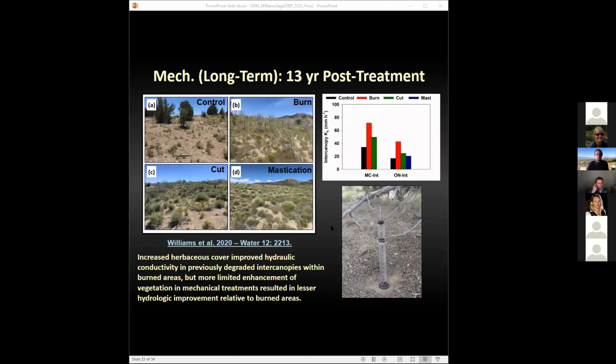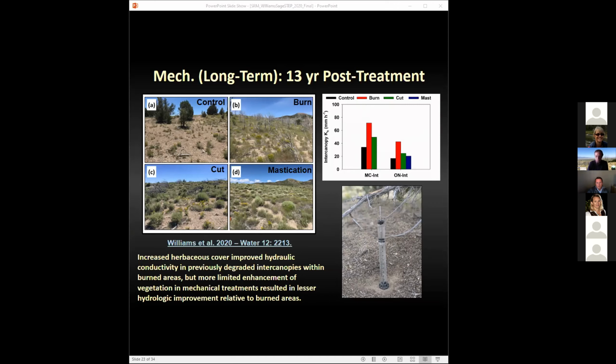We did go back to these sites in 2019. So this would be 13 years post-treatment. You can see photographs there to the left of the Oniki site for the control and the different treatments at that point in time. We looked at the vegetation across the treatments. And then for the hydrology side, we looked at the hydraulic conductivity as measured by a mini disc infiltrometer. And these results were pretty consistent with the 9 years post-treatment data. That is, hydraulic conductivity, as shown by the red bar here in the burn, was the highest. And the cut and the burns were similar, and the cut and the controls were similar.